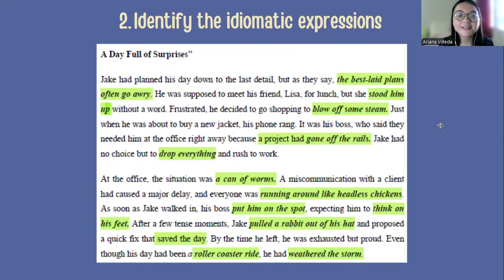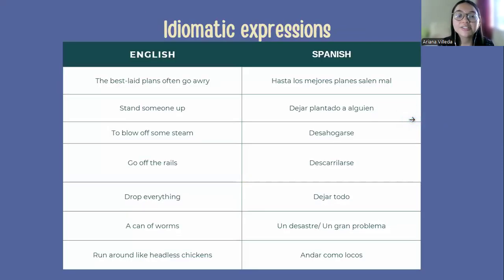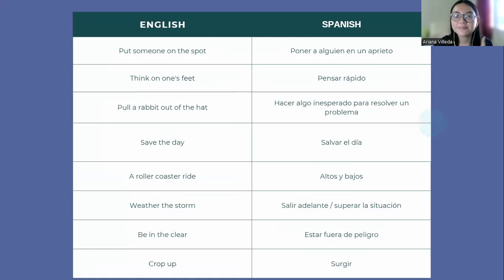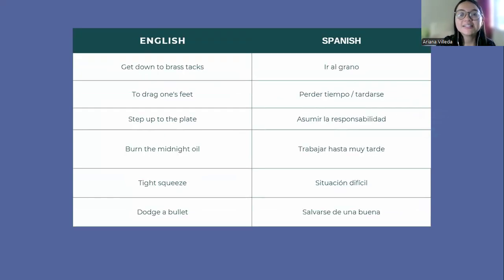Next, I identified the idiomatic expressions throughout the text. These are phrases that cannot be translated literally because they have a figurative meaning. And if we translate them literally, it can change the idea of the idiom. After that, I created a glossary, in which I organized each idiom with its equivalent in Spanish. And I did this by using different resources such as search engines like Google and dictionaries to confirm meanings and find the most appropriate translations.